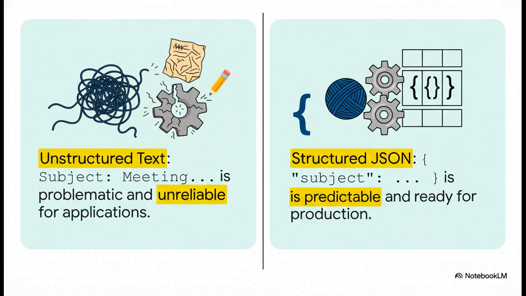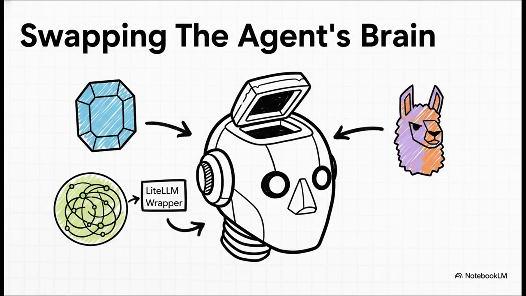You just can't build a serious application on an agent that spits out random, unstructured text every time. ADK has a brilliant solution for this, using a library called Pydantic. It lets you define the exact JSON structure you want, which guarantees that the agent's response is always clean, reliable, and ready to be plugged into any other system. It's a huge deal.